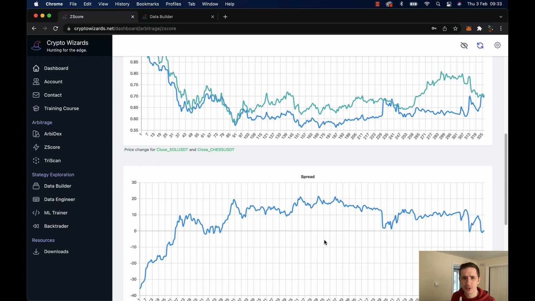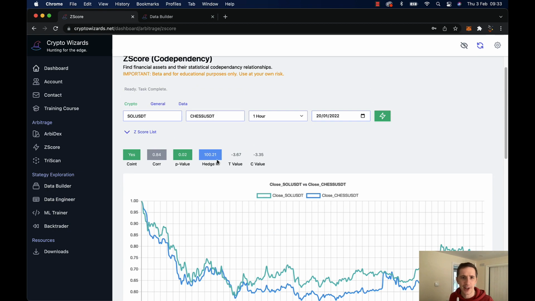And this crossing is called the spread, right? The spread is really looking at what is the difference between the two prices. It's actually price A minus price B times the hedge ratio. And the hedge ratio is basically up here. So for example, this hedge ratio is 100.21.